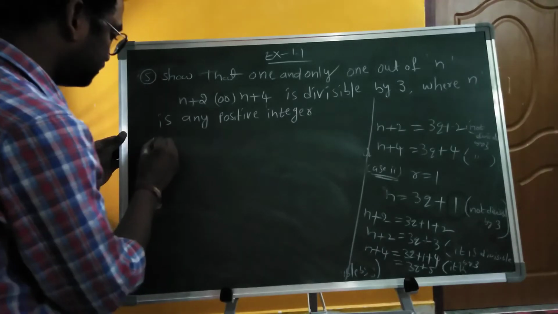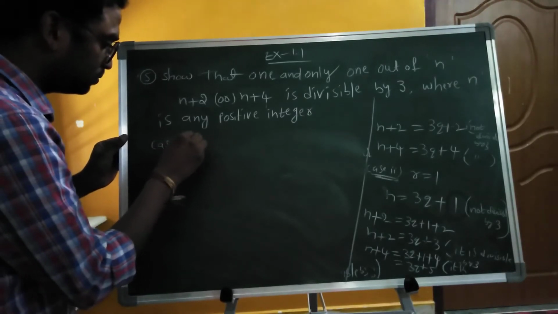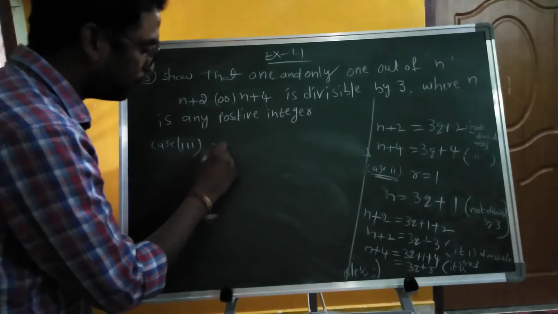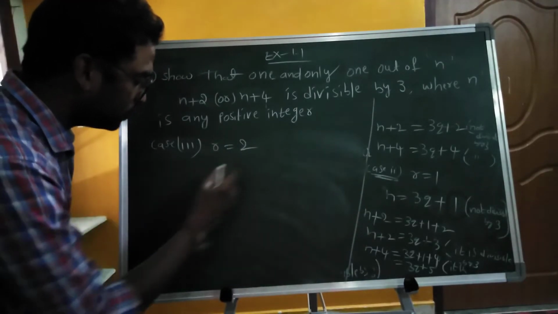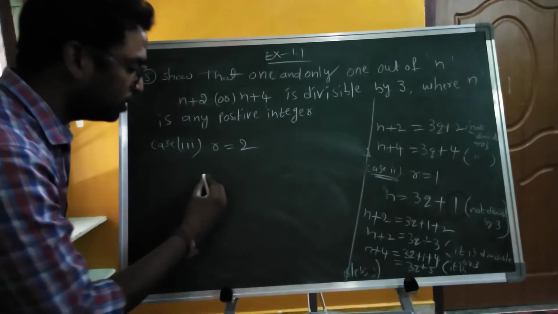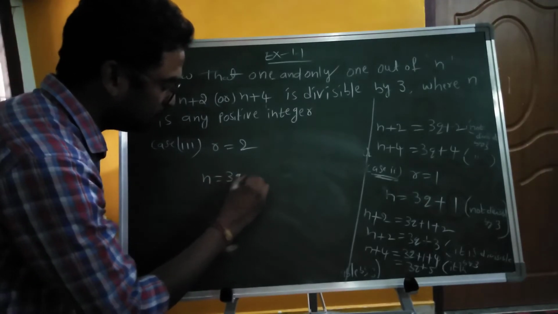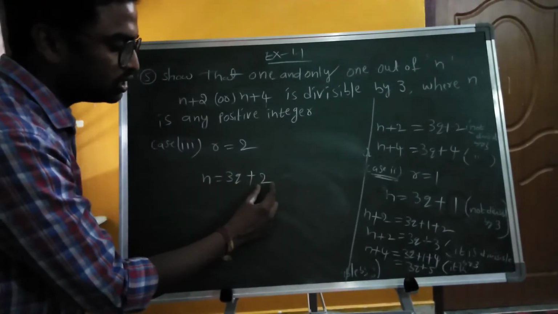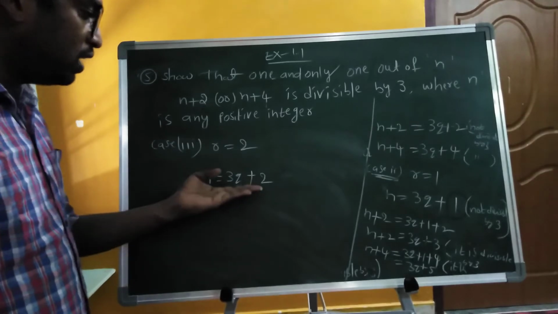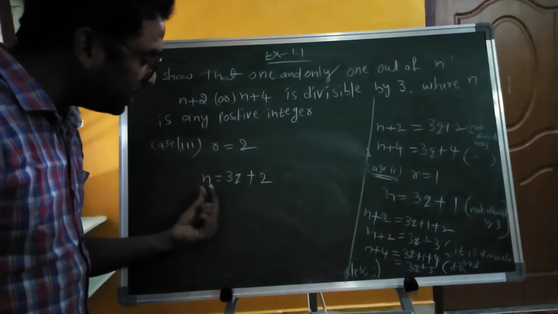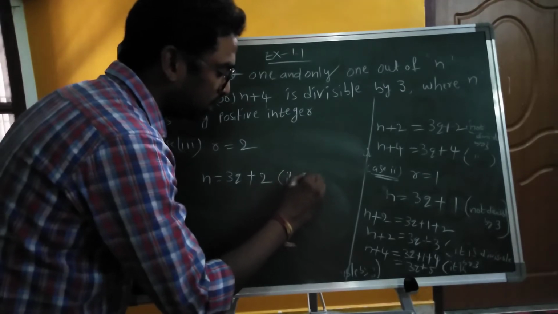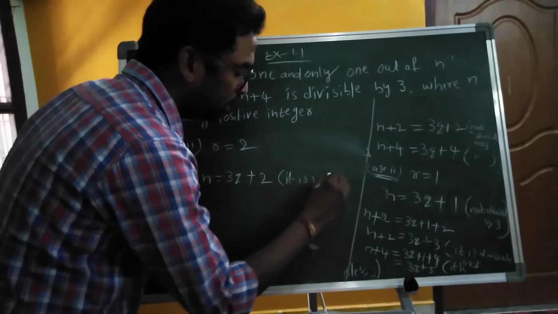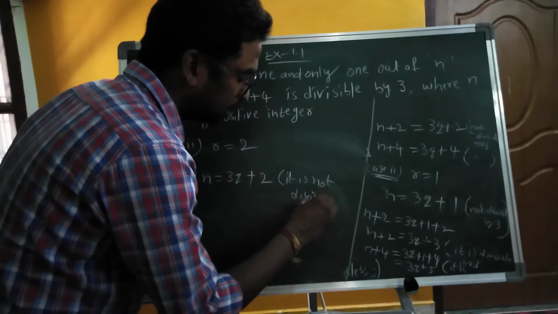Case 3. In this we are applying r is equal to 2. Now the equation becomes, including the division lemma, n is equal to 3q plus 2. Here r is equal to 2. So we know very well the remainder is 2, that's why n is not divisible by 3.